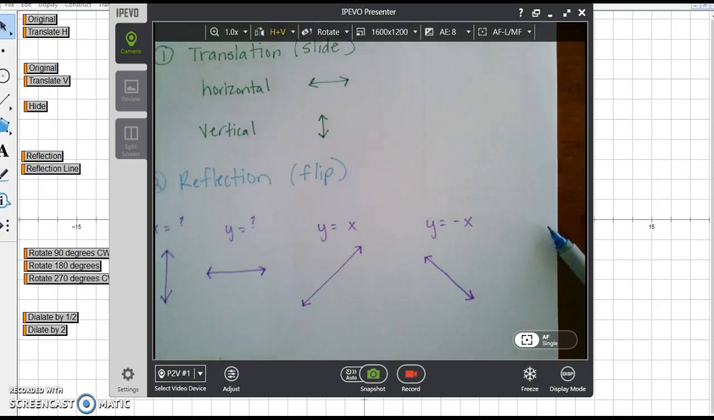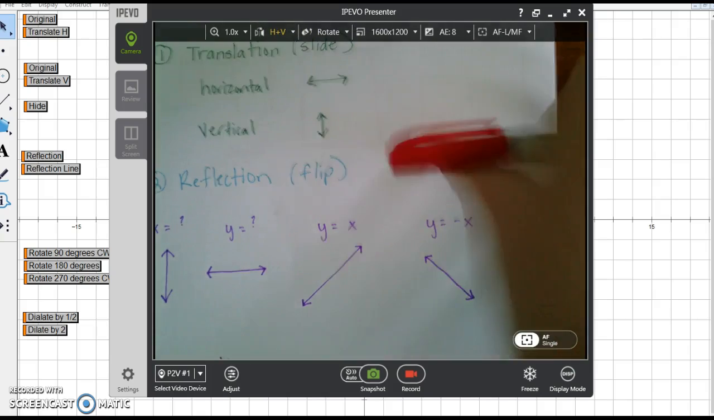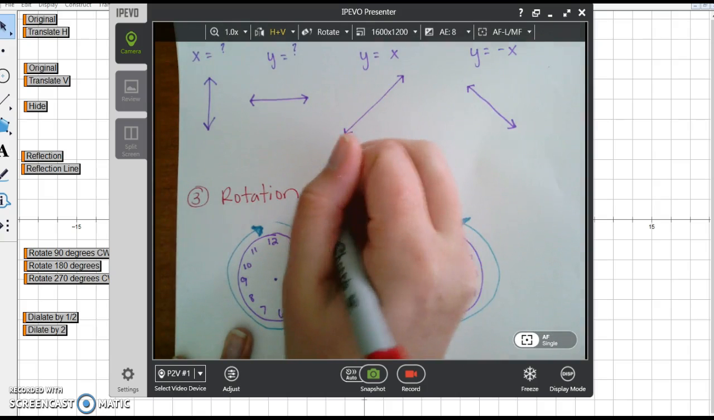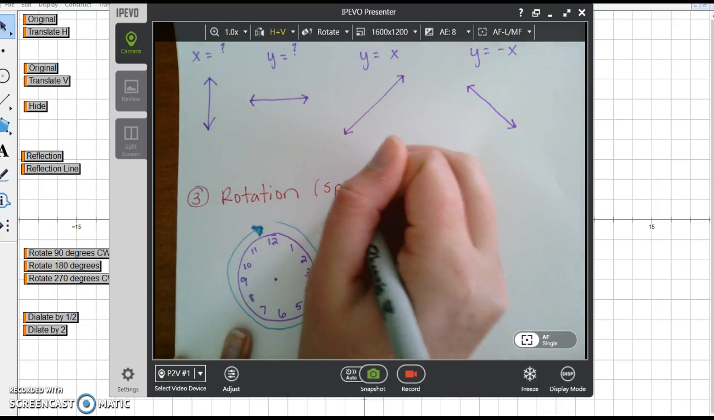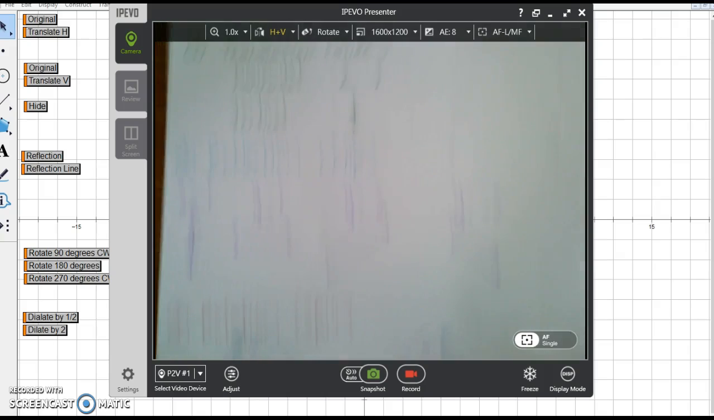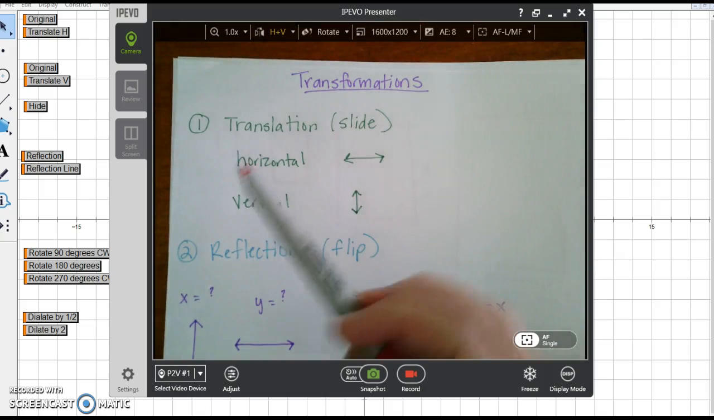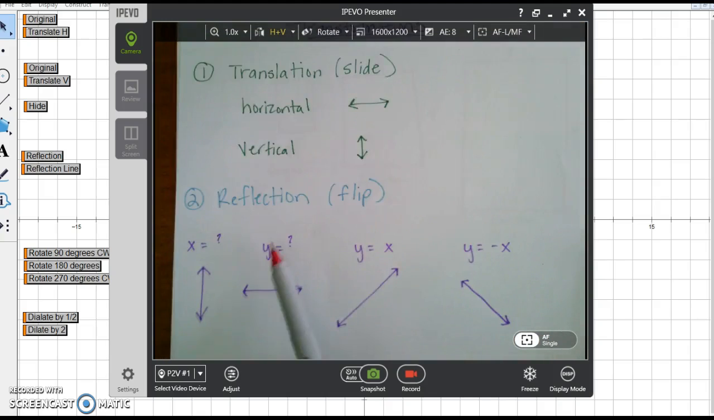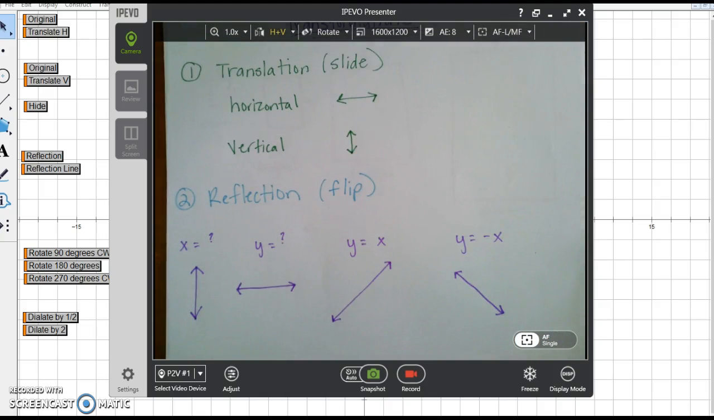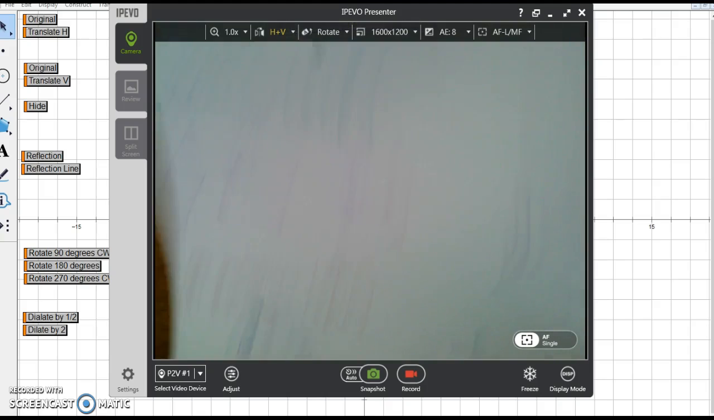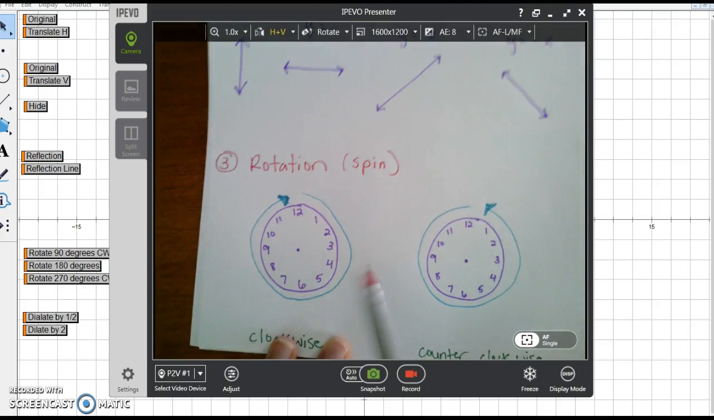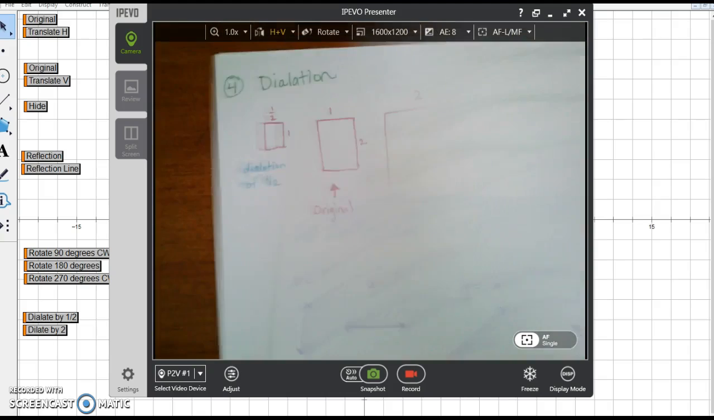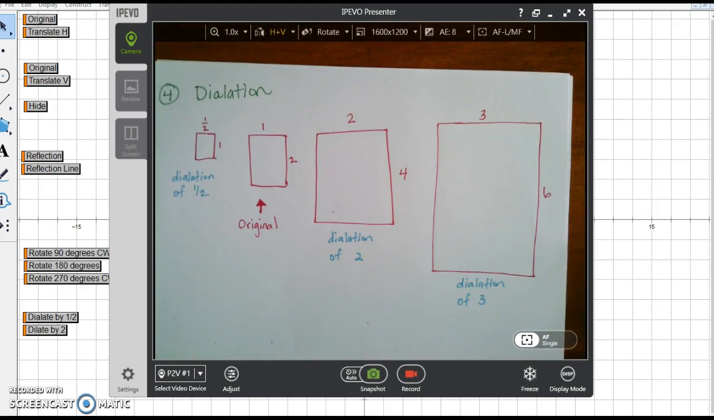Oh, I guess I should put here, we didn't have it, a rotation is the same thing as spin. So a translation, just for kind of layman's terms, is a slide. It slides side to side or up and down. A reflection is a flip. You're going to flip over one of these lines like a mirror. A rotation is going to spin. You're going to spin around either clockwise or counterclockwise. And then your dilation is going to get either bigger or smaller.